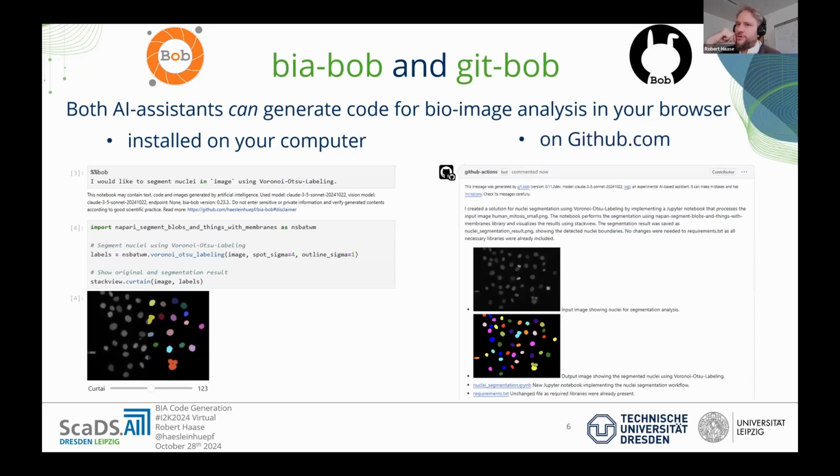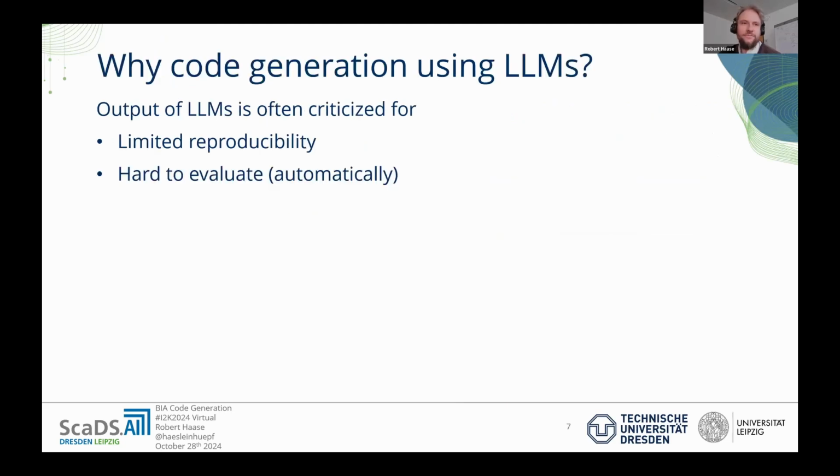git-bob is not running on your local computer, so you do not have to install anything on your machine, which is sometimes a bit complicated. No, this runs in the cloud, online within github.com. So you can, in a discussion thread, ask the same question, and it would come up with a solution like this and also show you results. The major difference is that one runs locally on your computer, the other one runs in the browser, and you don't have to take care of anything.